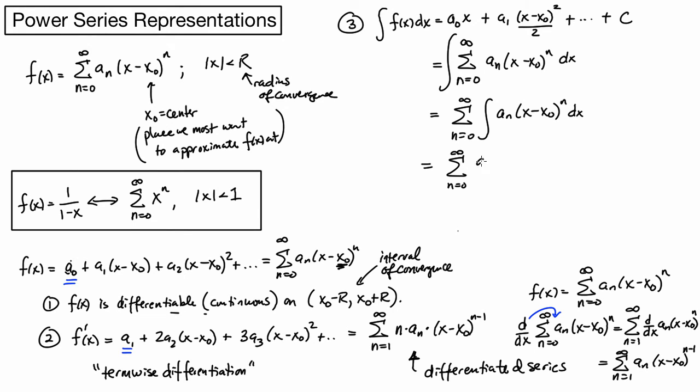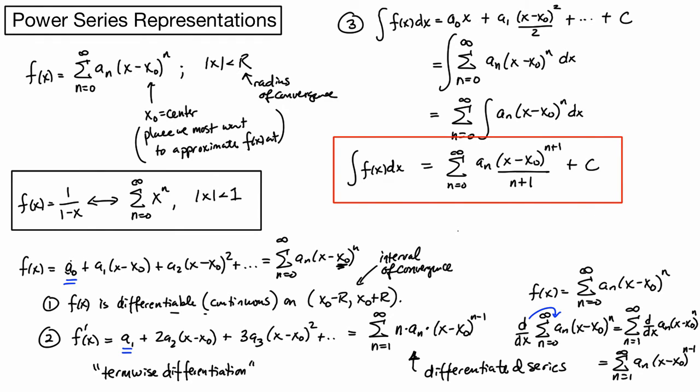So you can see that this is going to be an (x minus x naught) to the n plus 1 divided by n plus 1 once I do the antiderivative of this. But then I also get an integration constant plus c. So the integral of the power series representation is given to us by this formula.